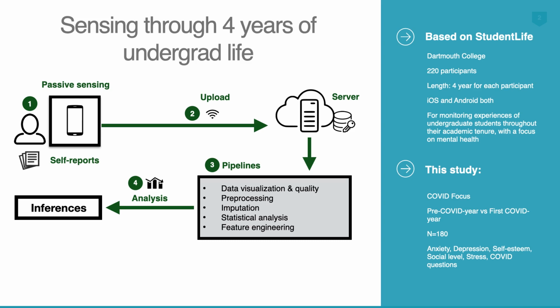When COVID happened, we already had our study running for almost 2 years, so we added some extra questions, like COVID-related questions, to ask participants. These were optional questions and asked every week in the form of ecological momentary assessments. The analysis that follows includes 180 of the original 220 participants who answered the COVID question.